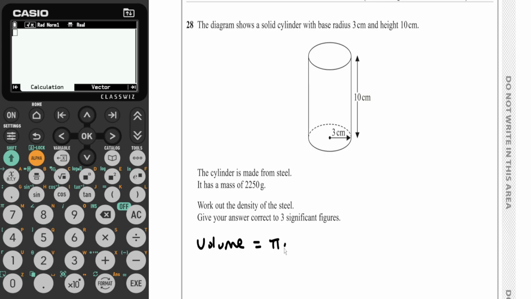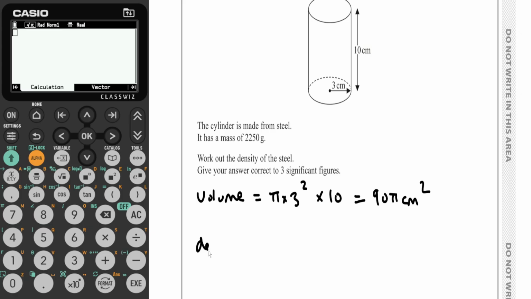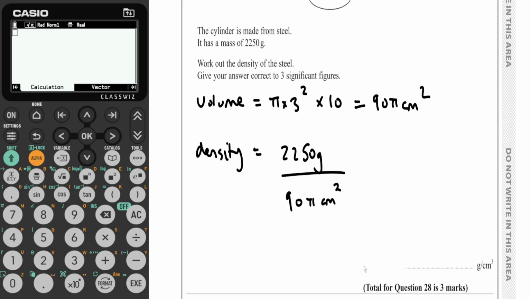So over here we've got pi times by 3 squared times by the height, which is 10. So here we get 90 pi centimeters cubed. The density is equal to the mass over the volume. So we've got the mass 2250 grams over the volume 90 pi centimeters cubed.